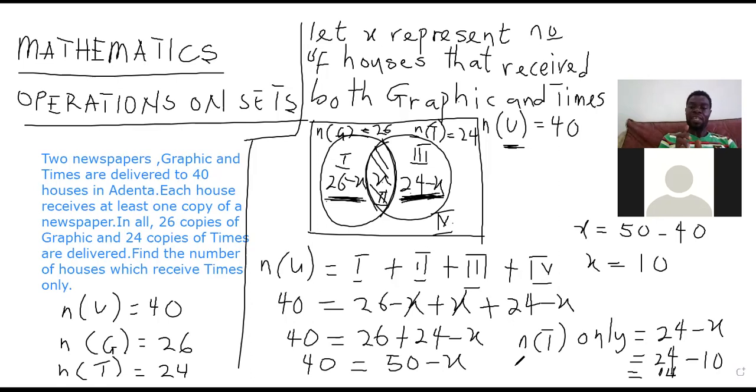But please, they can trick you. Take note: if you are given the number of houses that receive Graphic only, we are being given the only. Let's say 20 houses receive Graphic only, 30 houses receive Times only. When the question is of that form, you won't subtract the intersection from it. As we proceed, I'll give similar questions on those areas so that we look at how to go about it. Good.